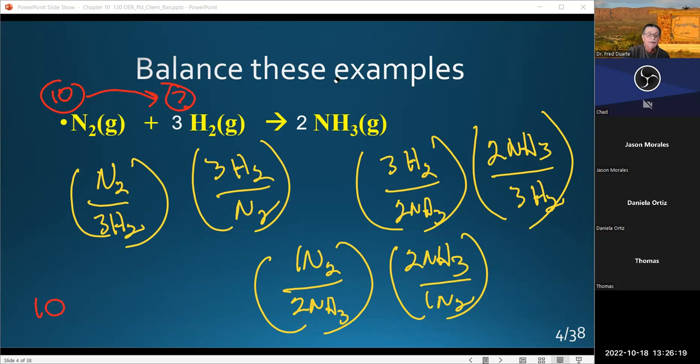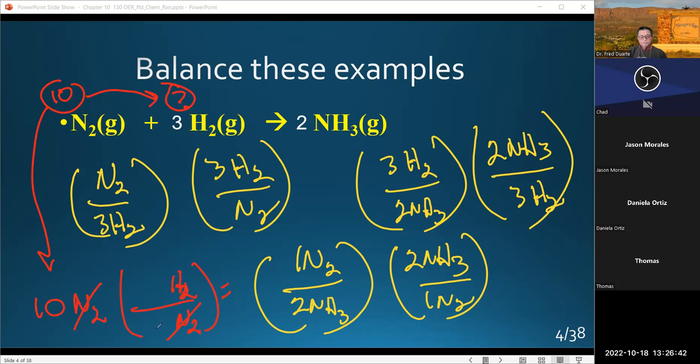Let me erase all that. Okay. I got 10 nitrogens because that's what I'm given. I set up my conversion factor, which I want nitrogens in the denominator, right? Because I want those to cancel out. And what am I looking for unit-wise? I'm looking for hydrogen. So that's going to be the numerator.